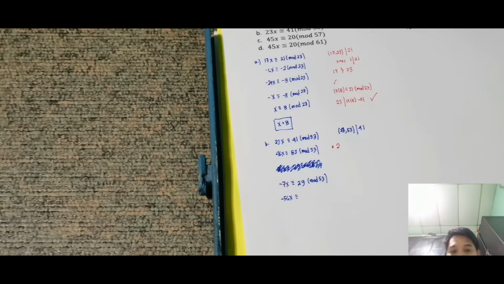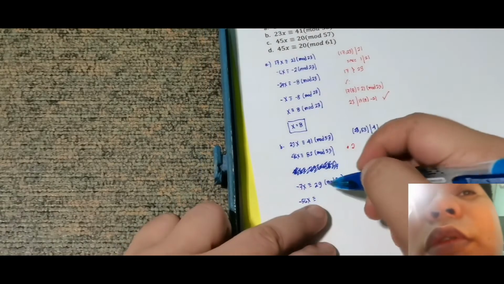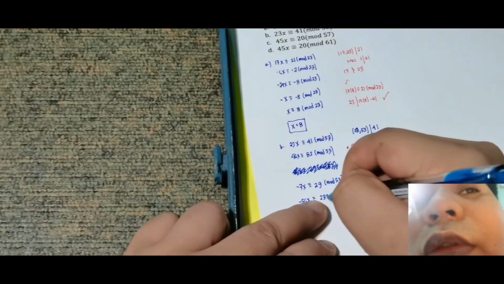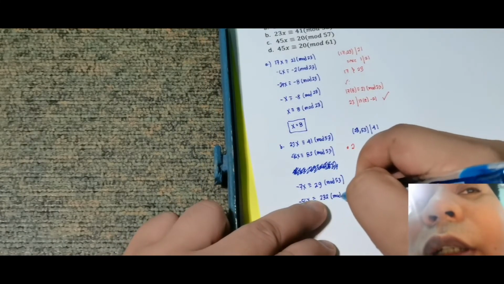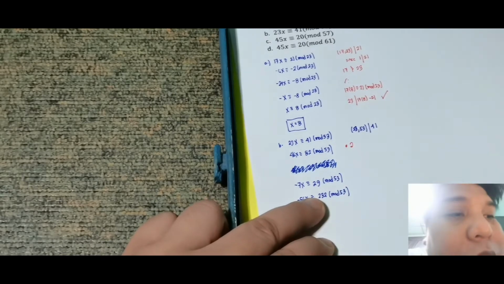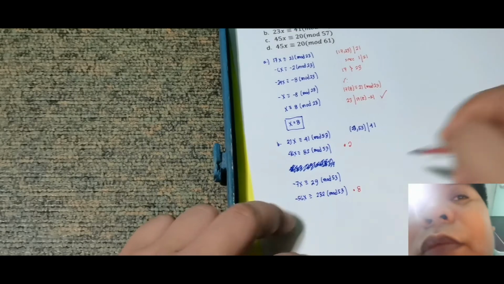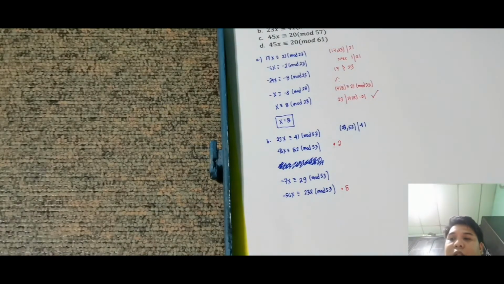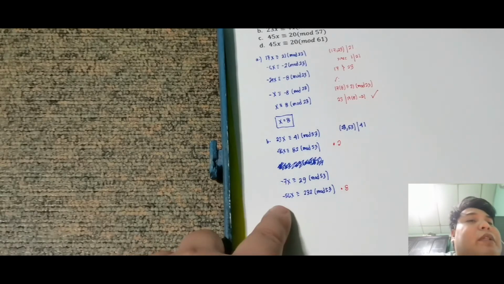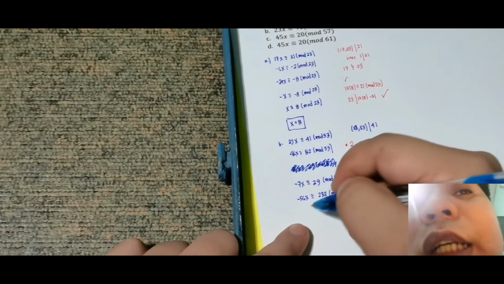29 times 8, that is 232. So this is 232 mod 53. So again, minultiply ko siya by 8. So nilalagay ko dito para makita mo. Okay, next is i-simplify natin siya further. So sobra na siya, kung napansin mo. Ang sobra niya na is negative 3x.